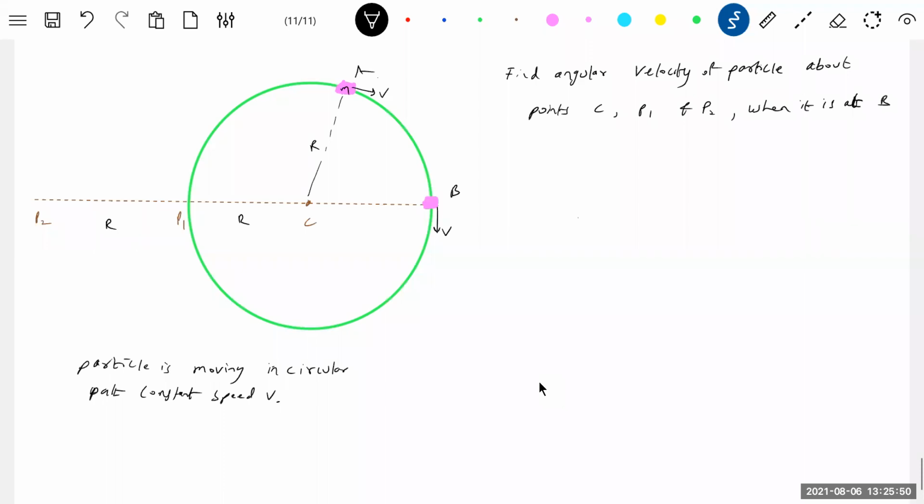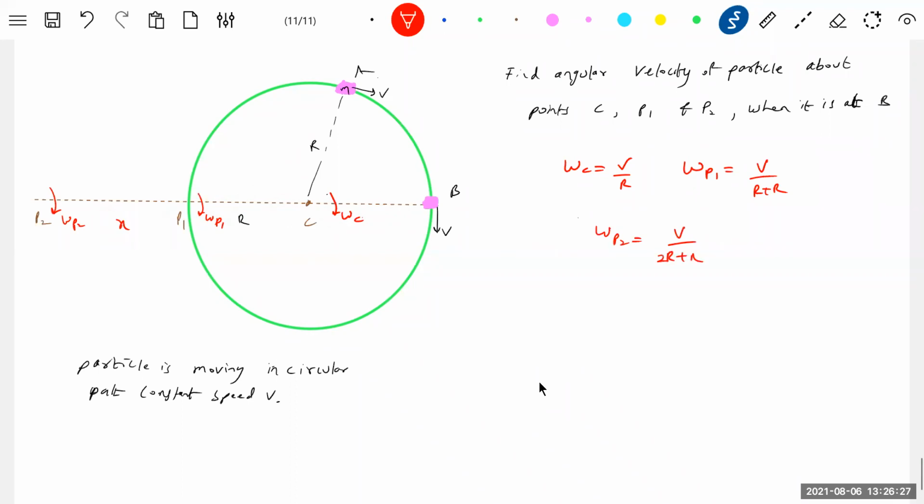About C, what should be the angular velocity? Here only, angular velocity about C, omega C should be equal to V by R. Omega P1: how is this velocity? Perpendicular to the position vector. So therefore this will be V by R plus R. Then about this point, it will be 2R plus R, or if you want to write some X, it will become very important for you.